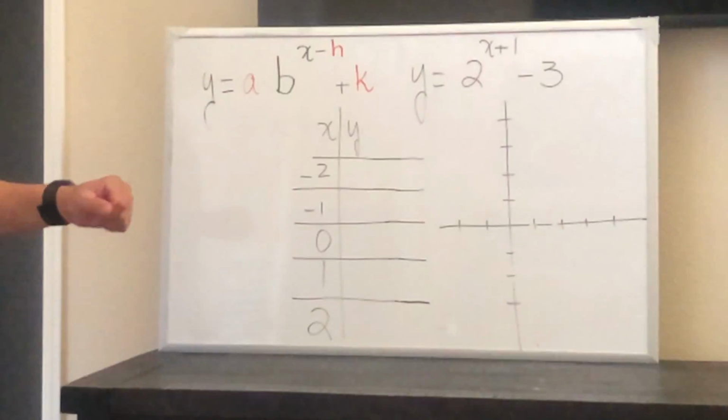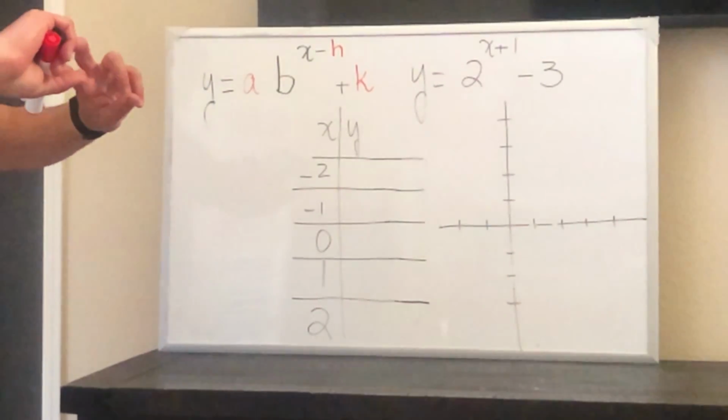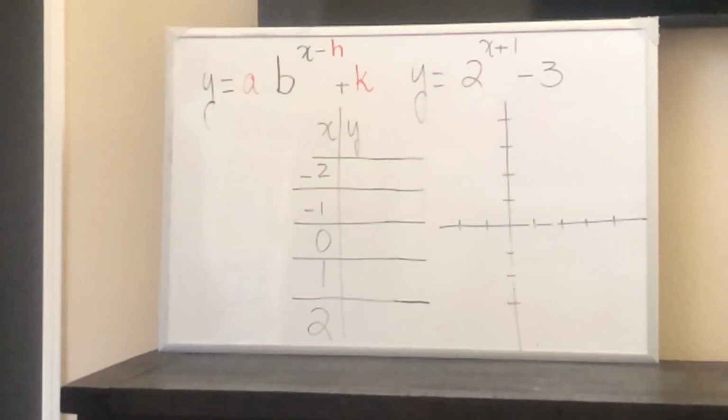So a's sign determines whether we have a reflection over the x-axis, a vertical reflection. And the size of a, the absolute value of a, determines whether we have a stretch vertically or a compression vertically.